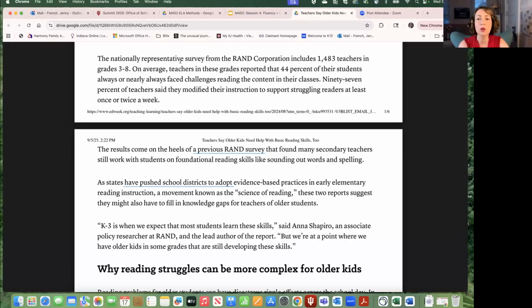"RAND Corporation includes," numbers are tricky, and students actually really struggle with reading numbers aloud. 83. Let's all say that together. 83. Thanks. "In grades 3 through 8. On average, teachers in these grades reported that 44% of their students always or nearly always face challenges reading the content in their classes." 97%, let's take a look at this.